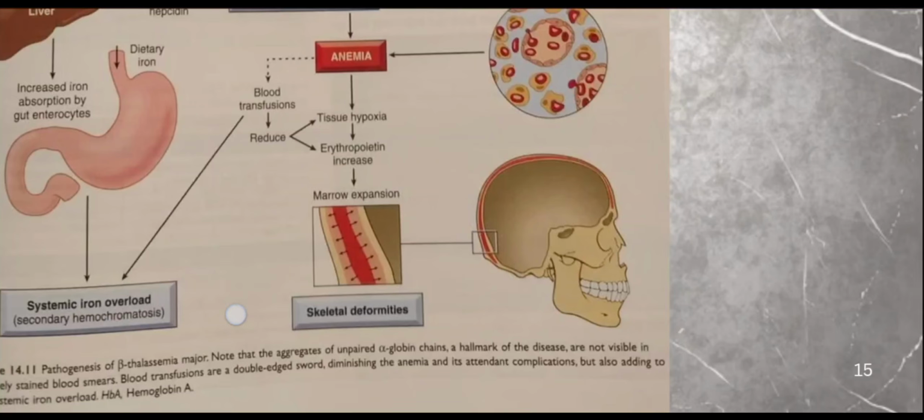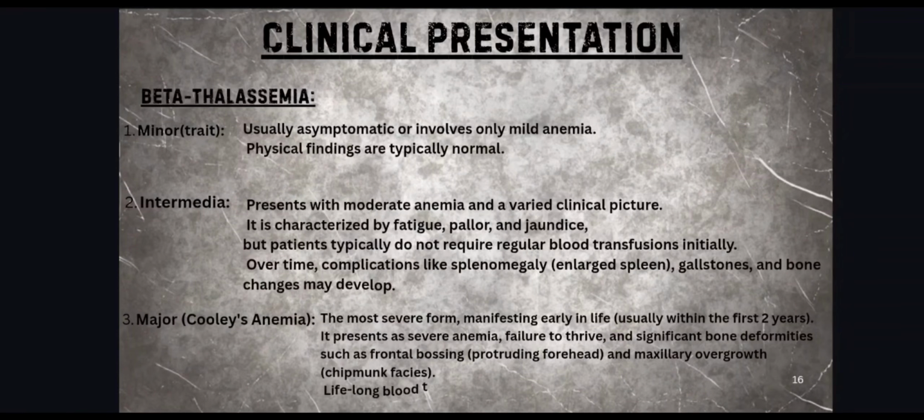Clinical presentation: beta thalassemia minor trait is usually asymptomatic or involves only mild anemia. Physical findings are typically normal. Intermedia presents with moderate anemia and a varied clinical picture. It is characterized by fatigue, pallor, and jaundice, but patients typically do not require regular blood transfusion initially. Over time, complications like splenomegaly, gallstones, and bone changes may develop.